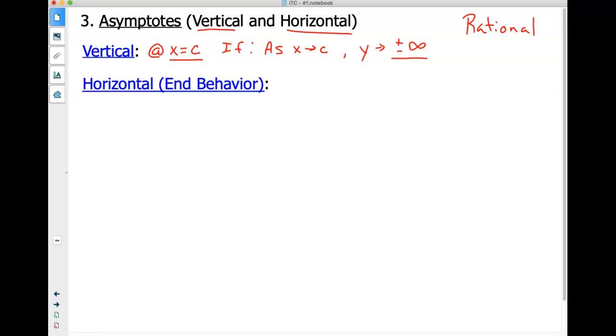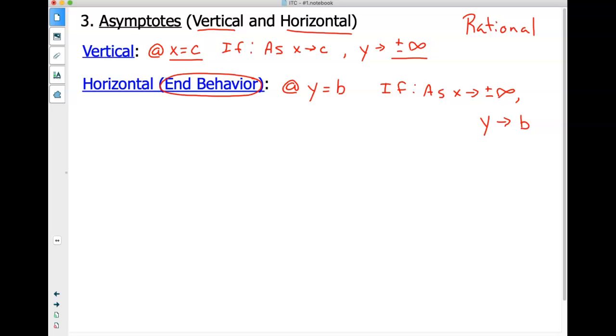Horizontal asymptote, definition of a horizontal asymptote. You have a horizontal asymptote at some y, and we're going to call it b this time, if as x approaches either plus or minus infinity. Remember, these are called end behavior asymptotes when they get way out to the left or way out to the right. What happens as I get super huge x values, my graph, my y value, is going to be approaching that particular b value.